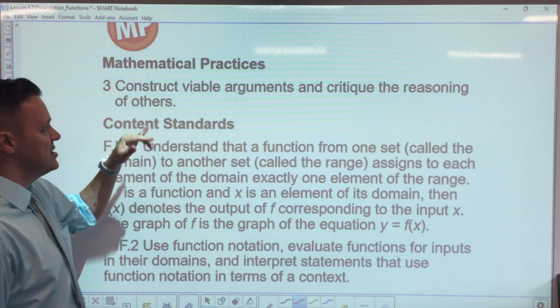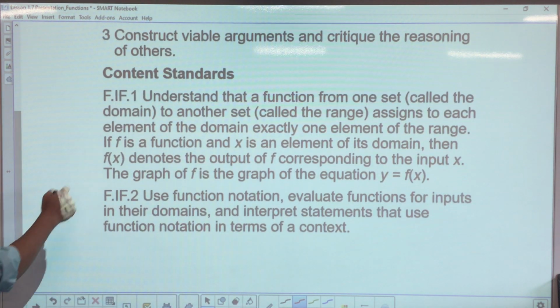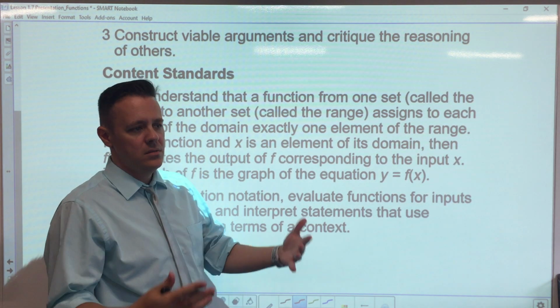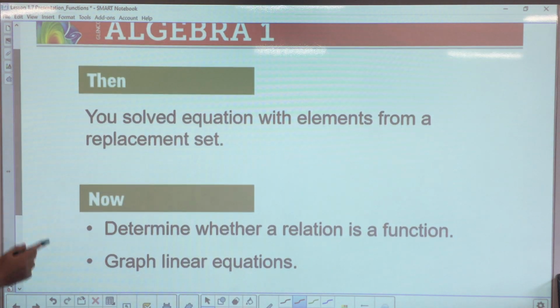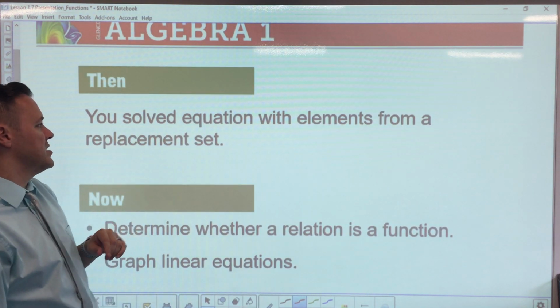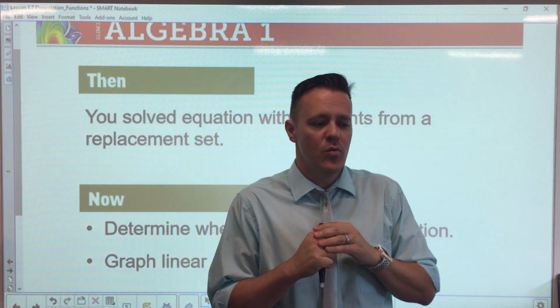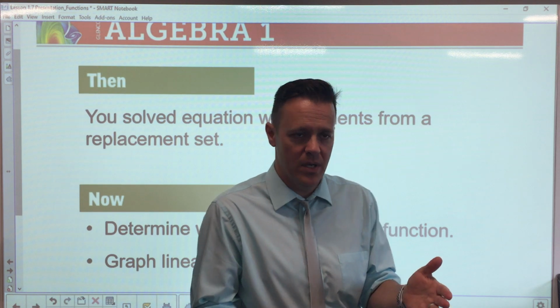All right, mathematical practices. We're going to construct viable arguments. These are the standards that we're covering, okay? If you have any questions on these, let me know, and we'll go from there. But that's the standard that we're covering. You have been able to solve equations with elements from a replacement set. What that means is if I tell you to replace something in, or substitute something into an equation, you've been able to do it, right?